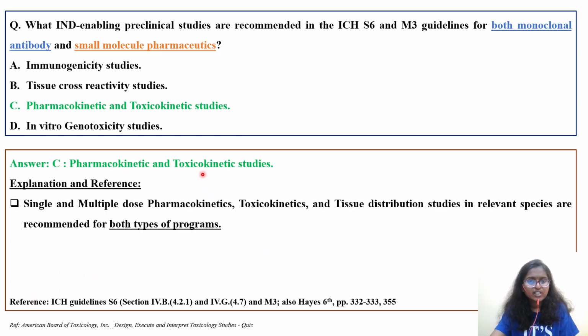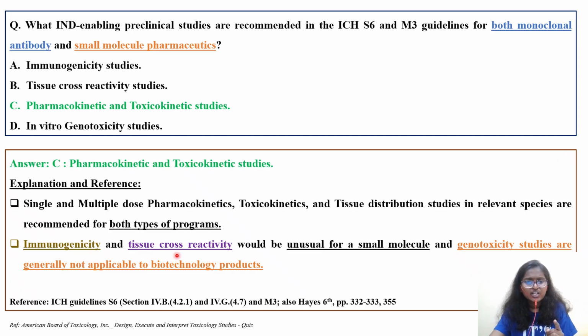So these PK and TK studies are applicable as per ICH S6 as well as ICH M3. Let's see the explanation given by the American Board of Toxicology. First, single and multiple dose PK, TK as well as tissue distribution studies in relevant species are recommended for both types of programs. Then immunogenicity and tissue cross reactivity are unusual for small molecules. For biotechnology products, immunogenicity and tissue cross reactivity are requirements as per ICH S6.